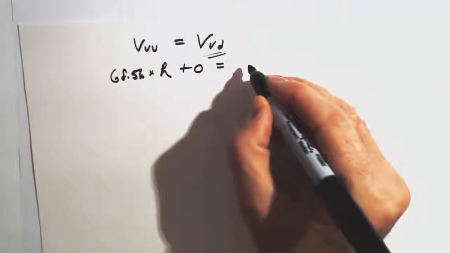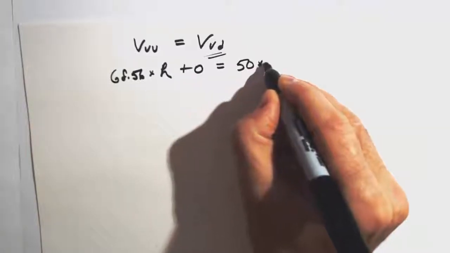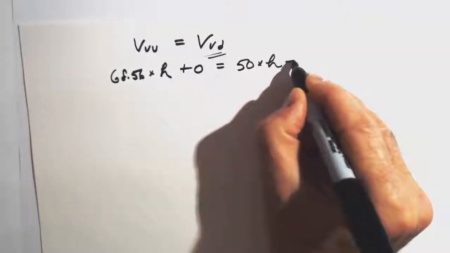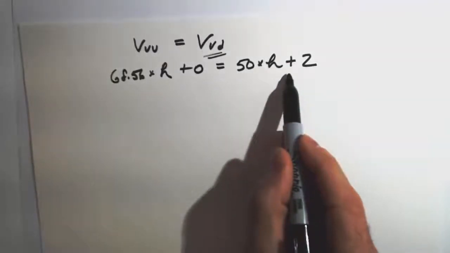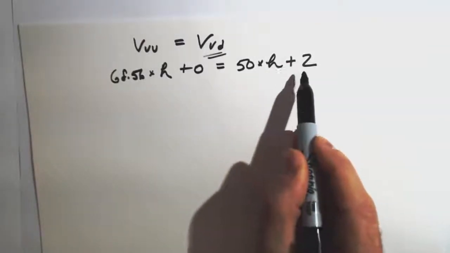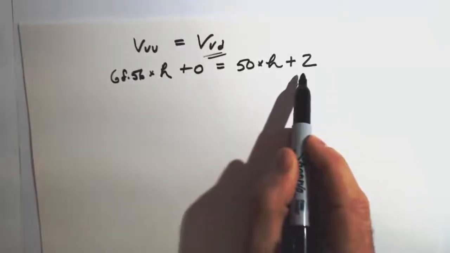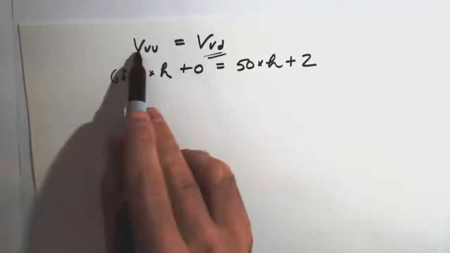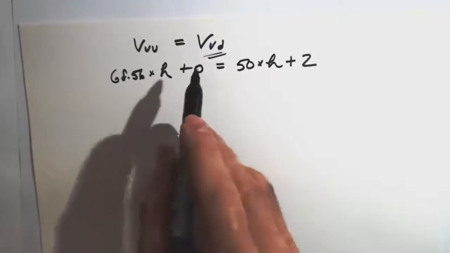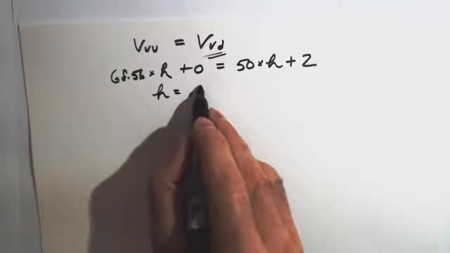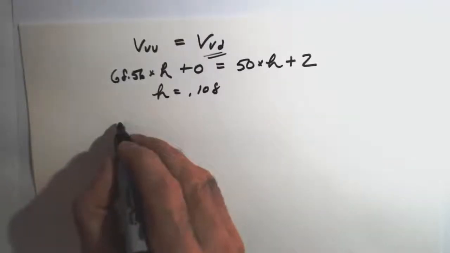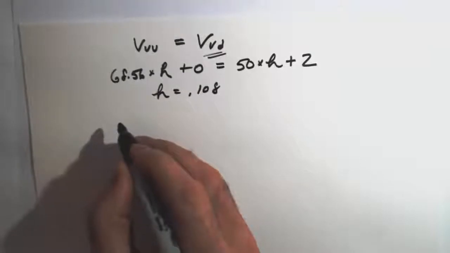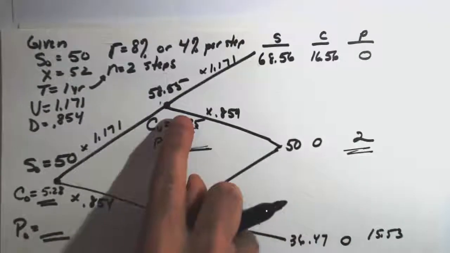And that value is going to be $50 times H plus 2, because when you buy a protective put, you buy the put. So the value is plus 2. So this is the value of the portfolio on the up downside. This is the value of the portfolio up upside. Solve for H, and H equals 0.108. Okay? 0.108. Now form a riskless portfolio, and we're going to form the riskless portfolio right at this point in time on this node.